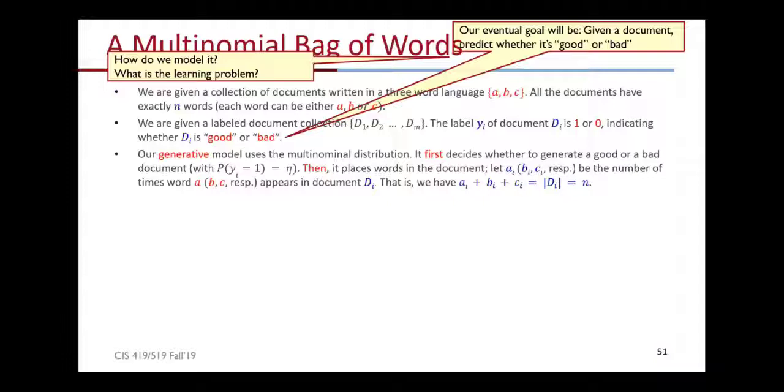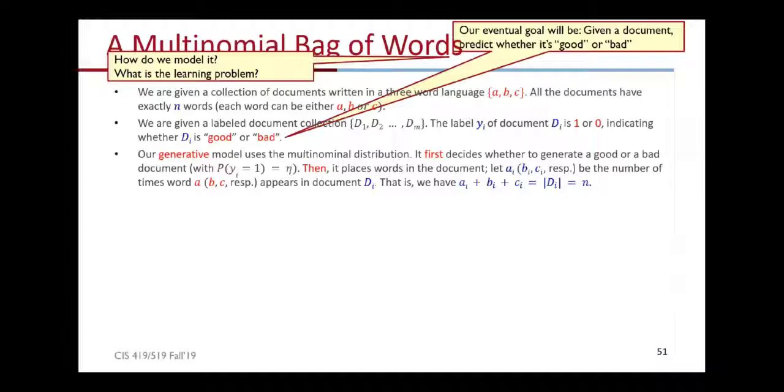So what does it mean that we generate data according to the multinomial distribution? First of all, we decide which document we're going to generate. Is it going to be a good document or a bad document? So we are going to do this with the probability P(yi = 1), which is eta. So eta is going to be the probability of whether a document is good or bad.